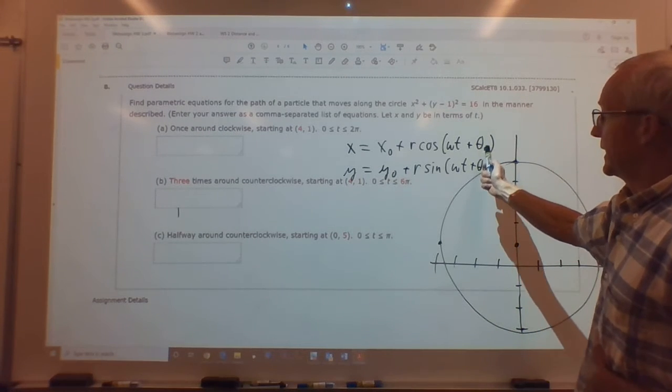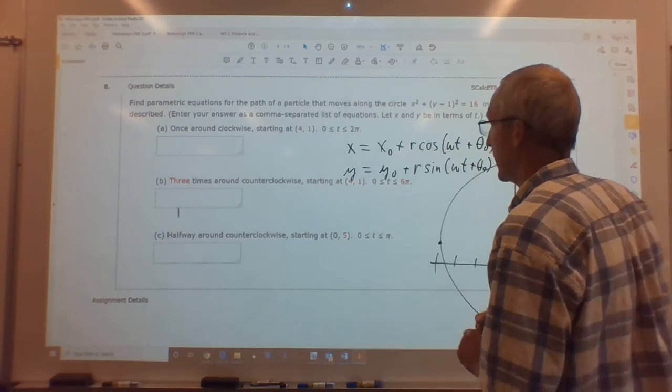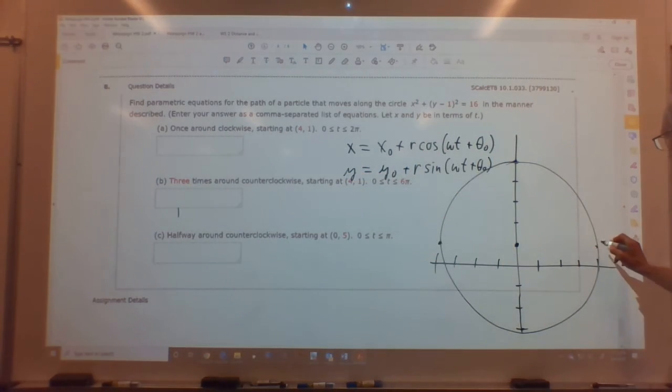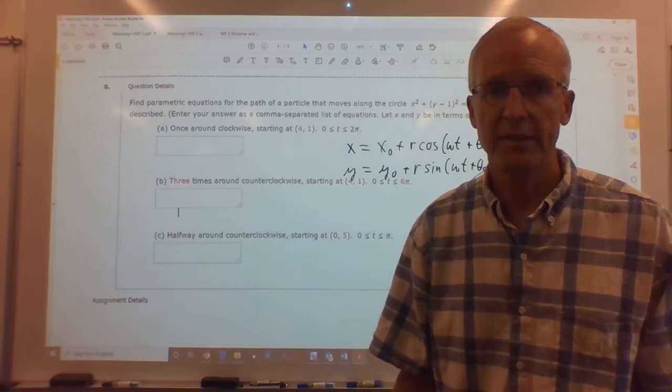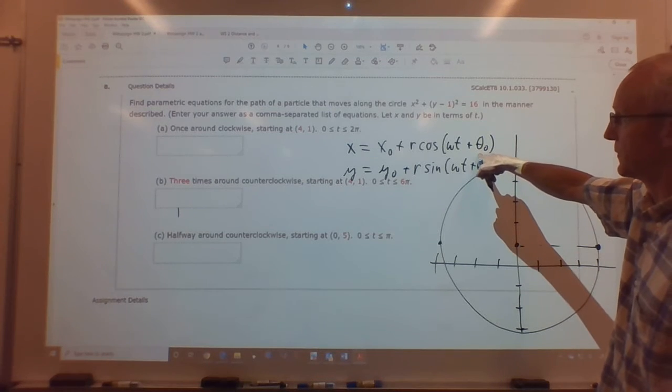Now we have to figure out the starting angle. They say it starts at (4, 1), x equals 4, y equals 1, which means it starts right there, which is the normal starting angle. That's the normal place you start. So my starting angle, theta 0, is equal to 0.